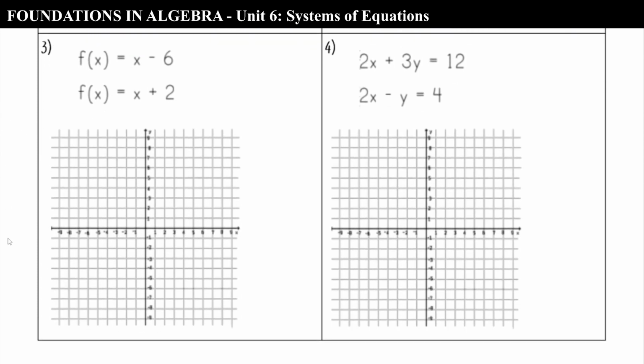All right, moving on to example 3. Here we have slope-intercept form again. Remember, f of x is just another way of saying y. So we have y equals x minus 6 and y equals x plus 2. So let's do -6 first as our first y-intercept. Our slope is going to be 1. So let's go ahead and graph that.